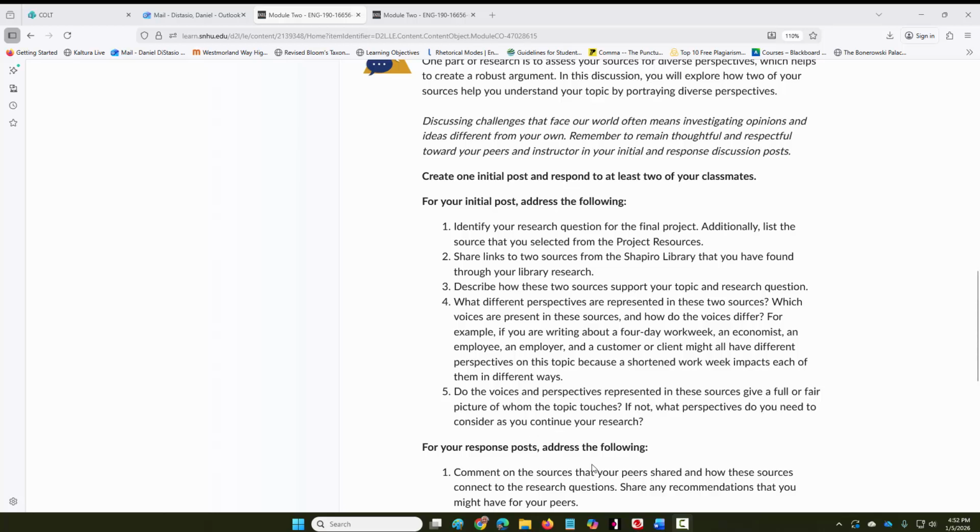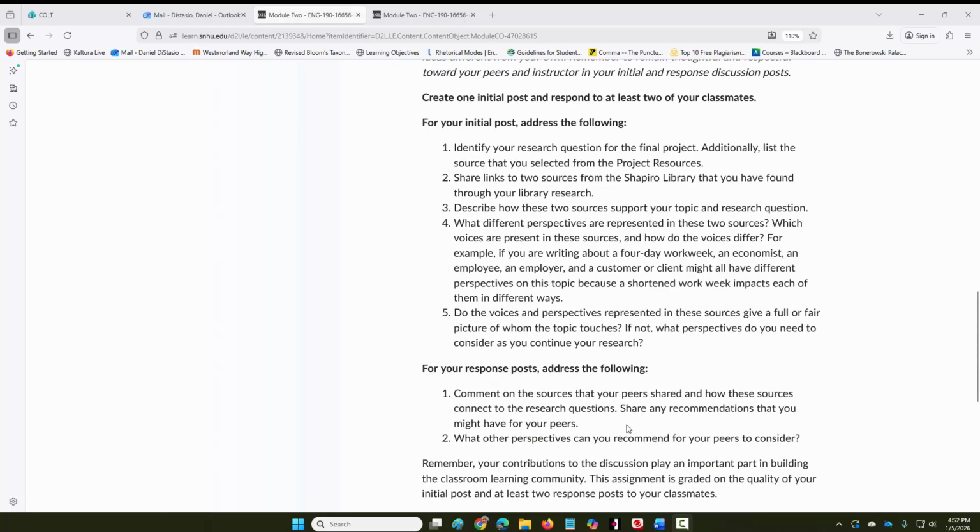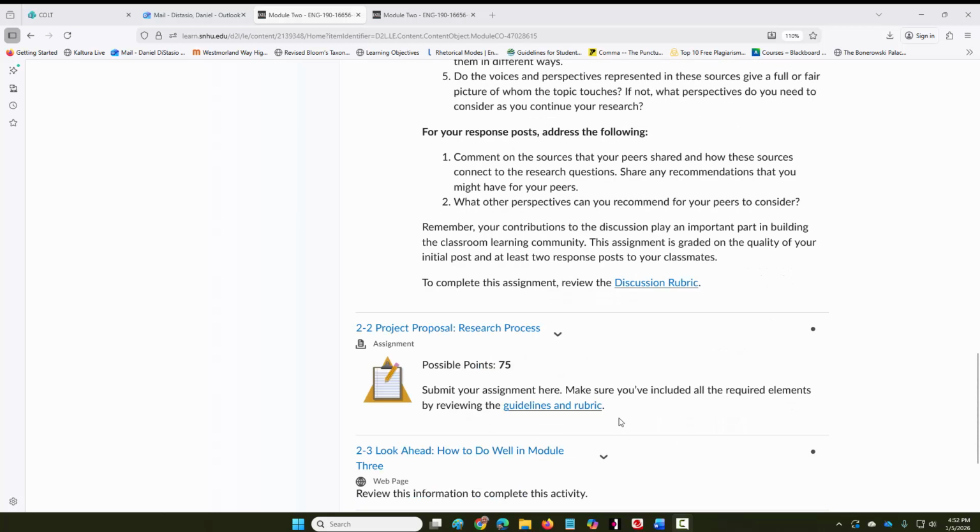In your peer response, you'll want to comment on the sources that your peers shared. Look at the sources. Have any recommendations, please share them. And what other perspectives might you recommend for your peers?